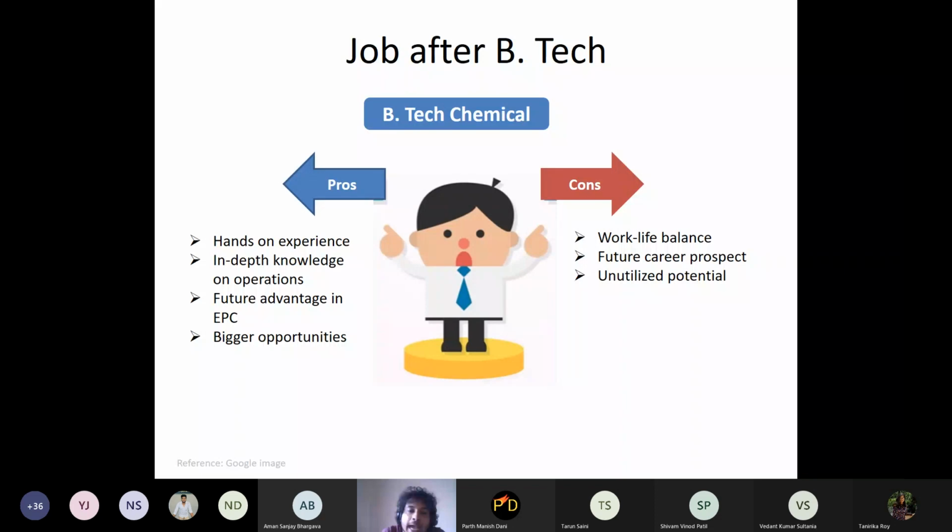Coming to the second example, one of my friends was in plant operations. Then she moved to EPCs, like plant design and development, up to commissioning. There she understood her calling is somewhere else. So she did an M.Tech from IIT Kharagpur, and now she has joined a market intelligence firm. She's working in IHS or Nexant, I think one of the companies, Nexant most probably.